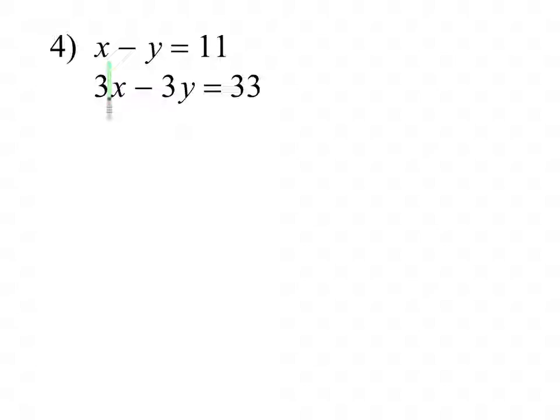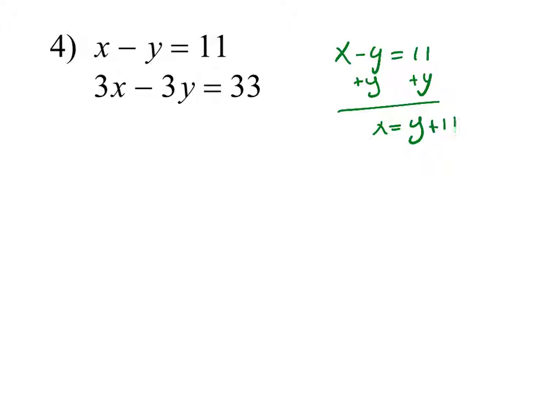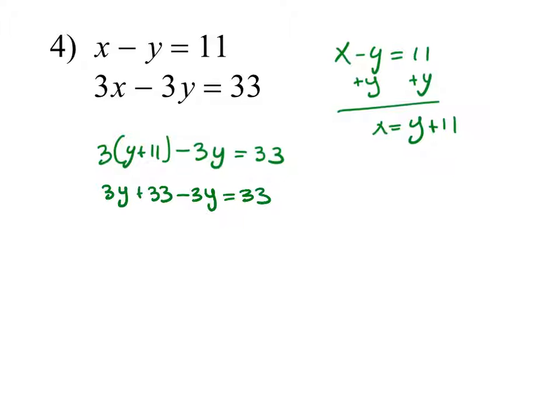Next one. In this case, I'm going to solve for x, because I could solve for x or for y, but because we have that negative, it's going to be easier to solve for x. So x minus y equals 11. I'm going to add y on both sides, so x equals y plus 11. I'm going to substitute in the second equation: 3 times (y plus 11) minus 3y equals 33. As you can see, I'm substituting for x instead of y. So 3y plus 33 minus 3y equals 33. 3y and negative 3y cancel out, so I have 33 equals 33.